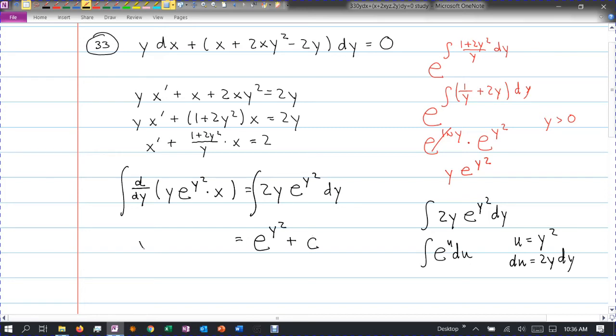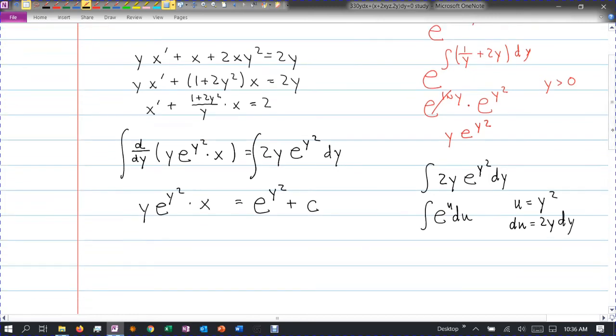And then my left side is y e to the y squared times x. And now just divide everything through by y e to the y squared. So we get x is equal to 1 over y, and then plus c over y e to the y squared. And that should be it for 33. Yep, okay, good. All right, 34. I feel like I'm making some progress here.